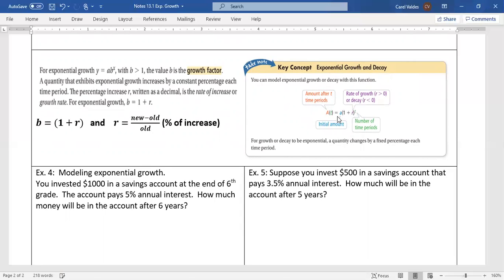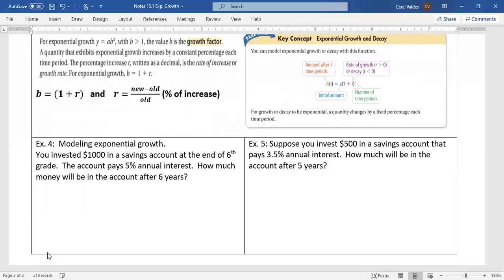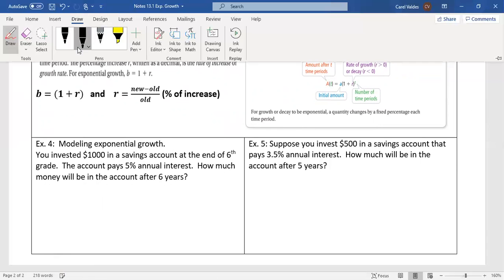That's your base. The a value in your equation used to be your stretch or compression. The a value here is your initial amount, the money you're putting into the bank. And the A of t represents the total amount after a certain amount of time. So basically, knowing that equation, you can figure out any of these word problems that are given to you here. So let's take a look at the first one so you see what I mean.